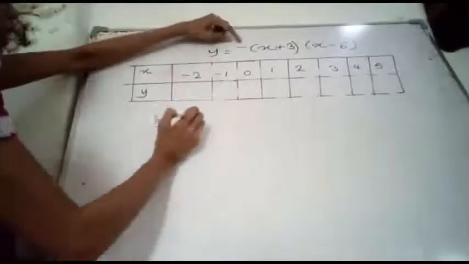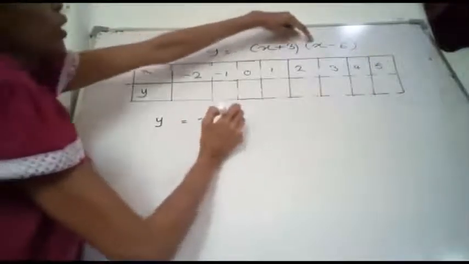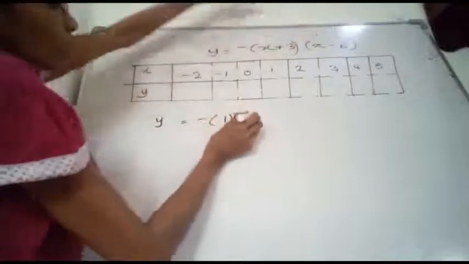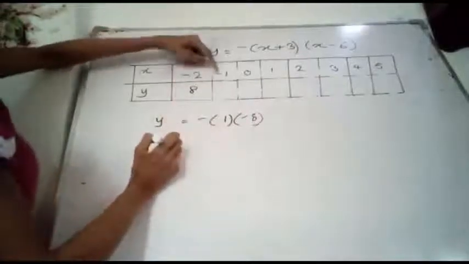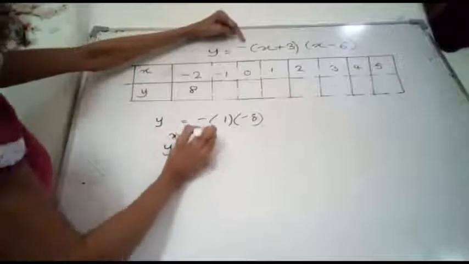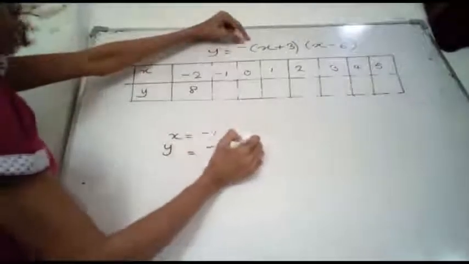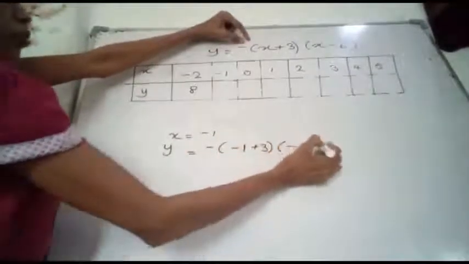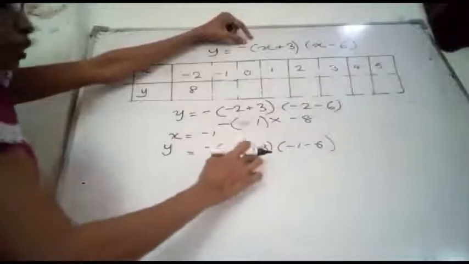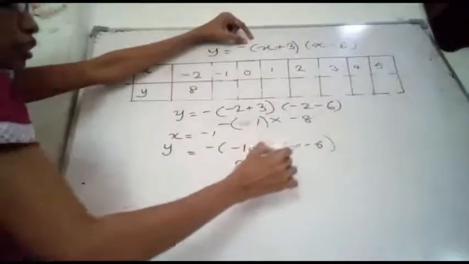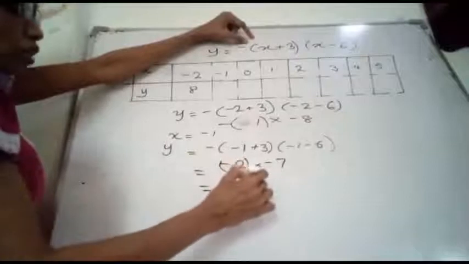Here y is equal to -(x + 3)(x - 6) times 2 for the next set of values. For x = -1, y = -(-1 + 3)(-1 - 6), which is 2 times -7.